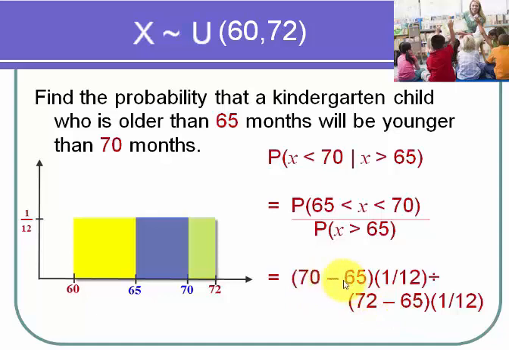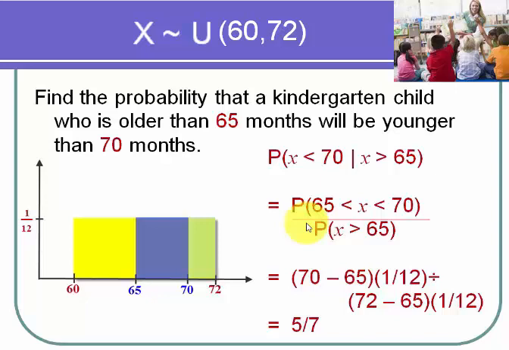70 minus 65 is 5. 72 minus 65 is 7. So my answer is 5/7. So the probability that a kindergarten child who is older than 65 months will be younger than 70 months is 5/7. And I'm done with this question. It's a little complicated, but if you remember conditional probability and you understand the probability for a uniform distribution, it's not too bad.